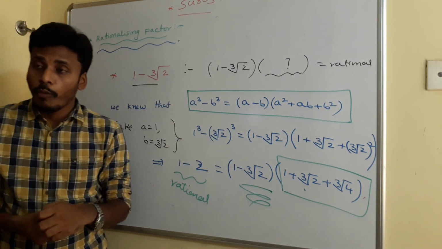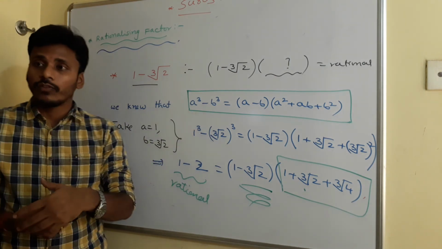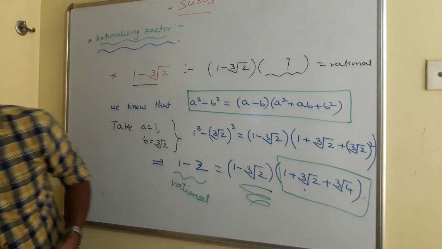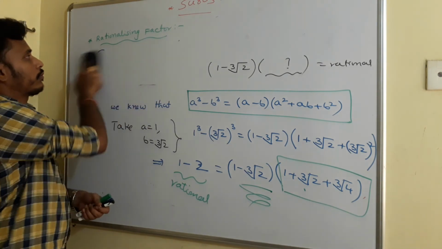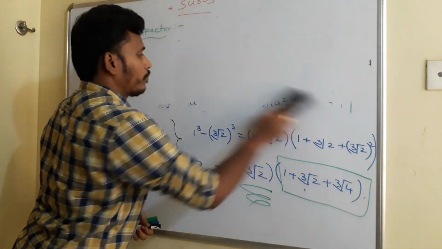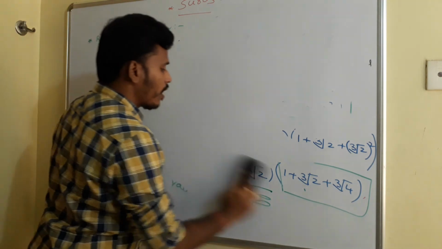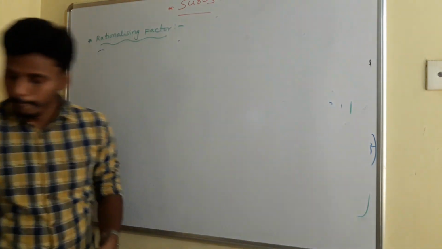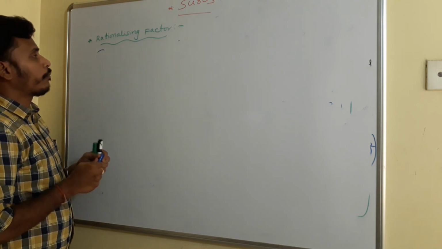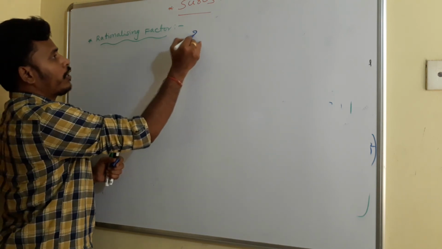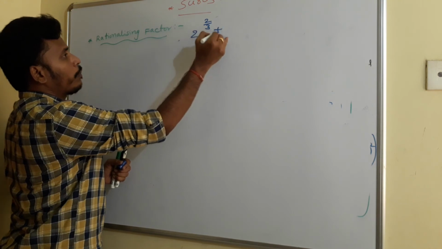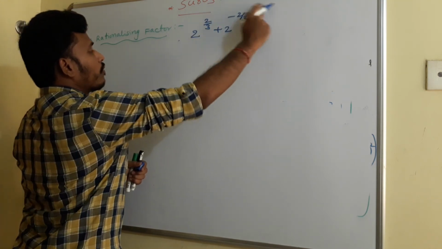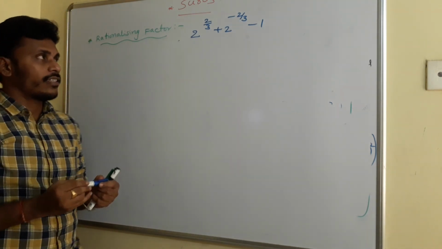See, I have one more problem related to this a cube minus b cube as well as a cube plus b cube formula to find the rationalizing factor. Now I am going with that one. Just see, if they ask you to find the rationalizing factor for this problem, right? You need to find the rationalizing factor for 2 power 2 by 3 plus 2 power minus 2 by 3 minus 1. For this number, you need to find the rationalizing factor.